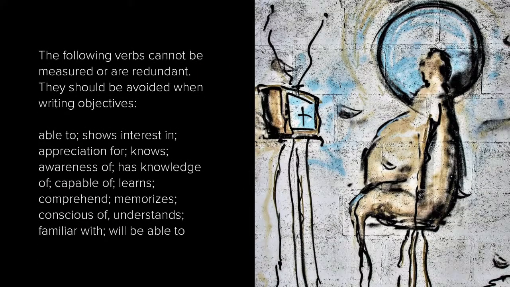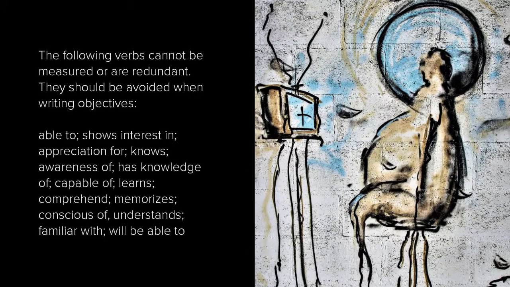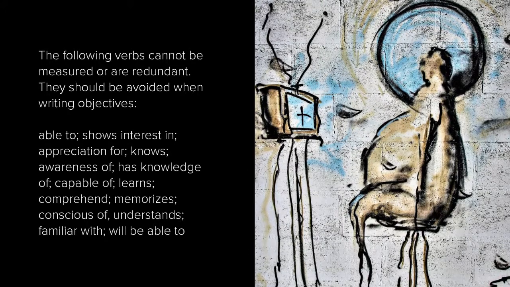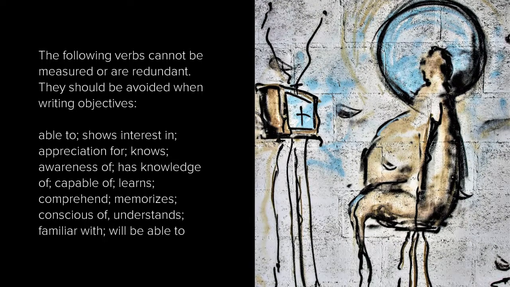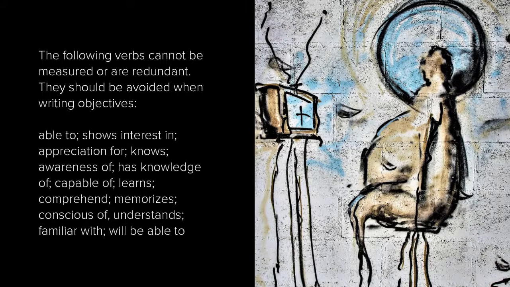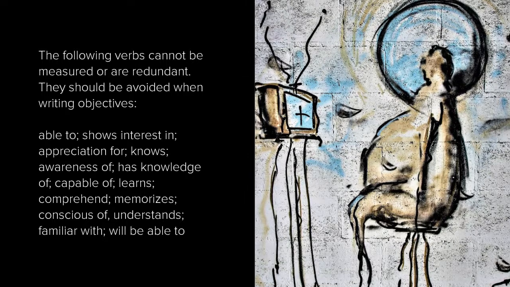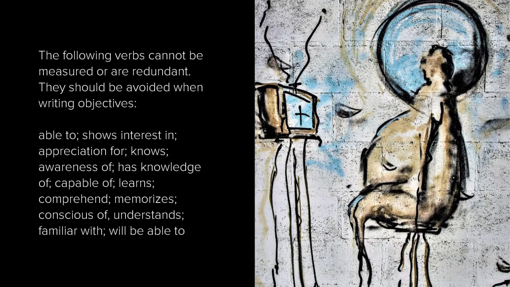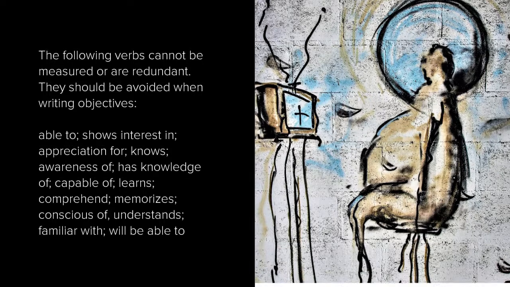So verbs that you should avoid are ones that describe actions that can't be measured simply. And I'm certainly guilty of using some of these. But those are shows interest in, appreciation for, is capable of, and the big one is understands. Remove these from your learning objective lexicon.